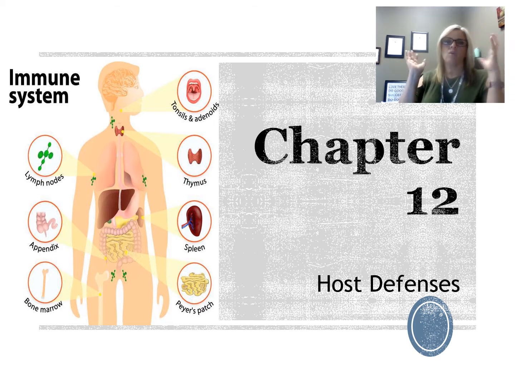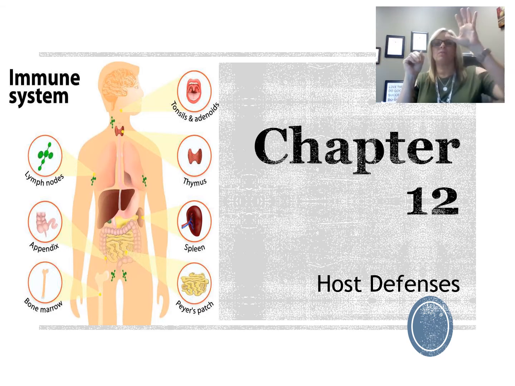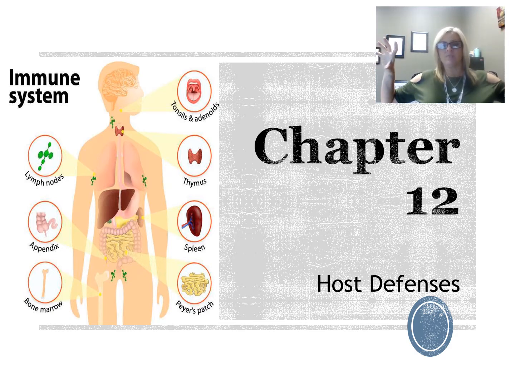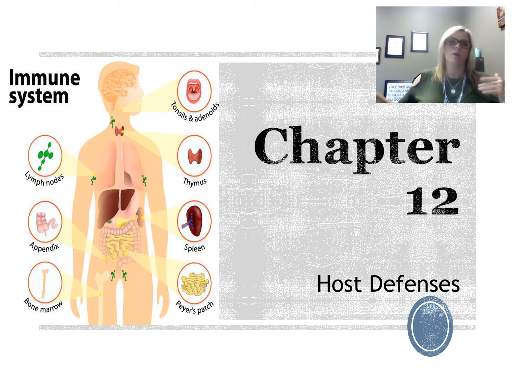So we categorize the host defenses primarily, and I've already said this, as either innate, which is non-specific, born with it, or acquired specific defenses that you kind of have to pick up along the way. And there's going to be a chart, and I'm going to bring this chart up over and over again. I would definitely learn this particular flow chart and commit it to memory, because that gives you the overall broad view of this portion of this unit.